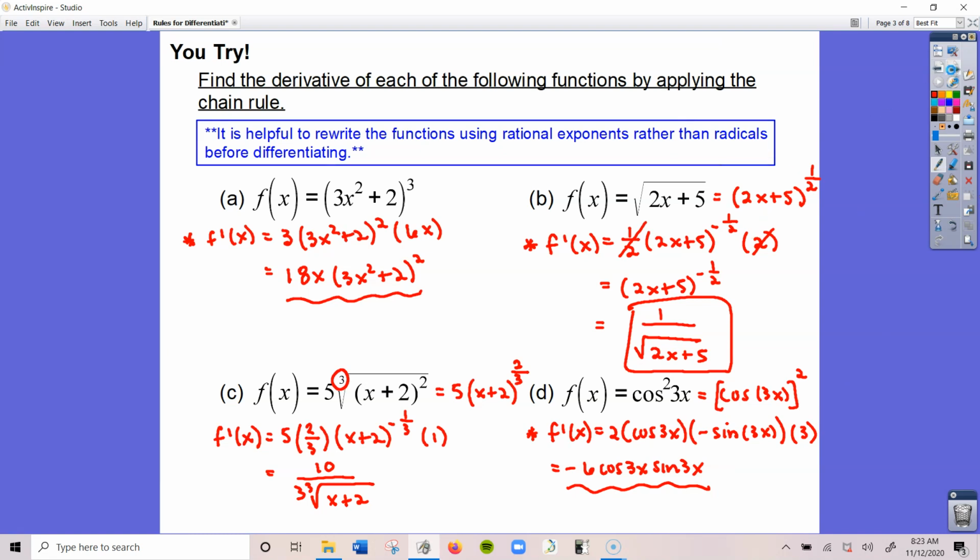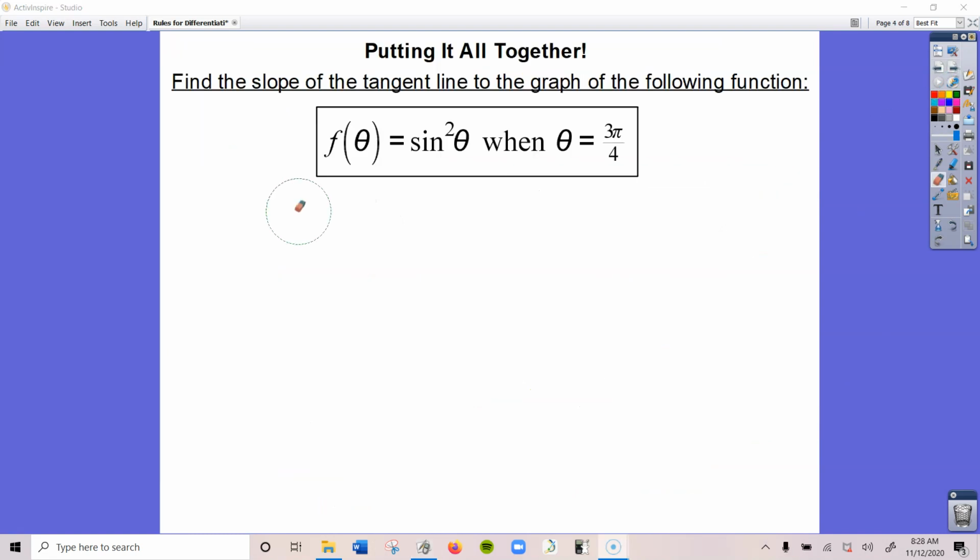Let's look at another example. So here we have the function f of theta is equal to sine squared theta, when theta equals 3 pi over 4. And we're trying to find the slope of the tangent line. So remember that we need to find f prime of theta first.